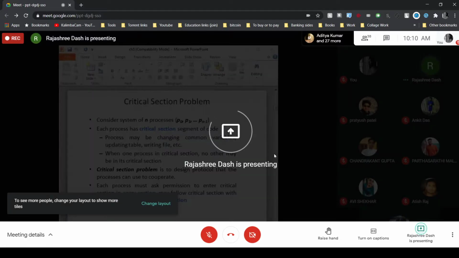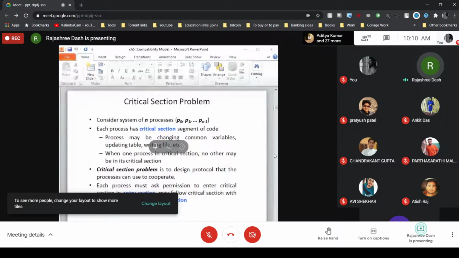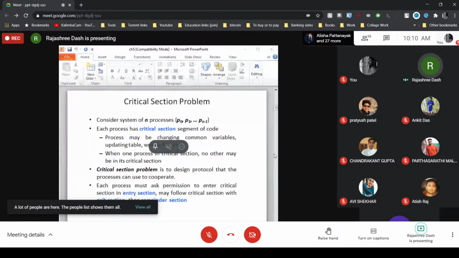That means at a time, one process can execute in its critical section. What is the critical section? Critical section is that part of the code, a segment of code in which the processes can change the shared data, like the common variables. They can update tables, write into the common files.